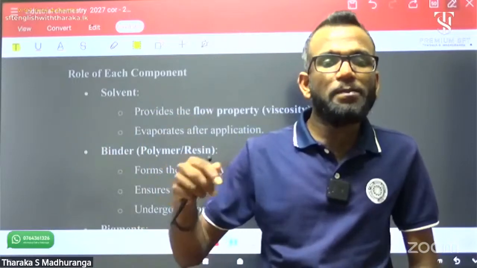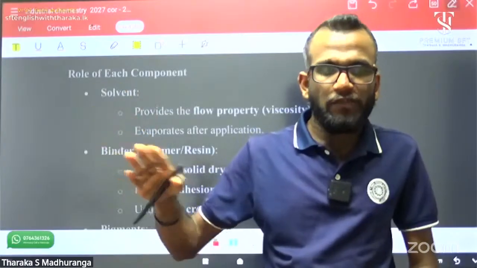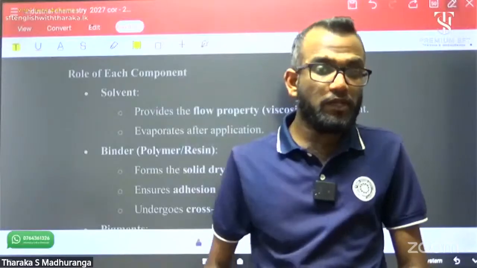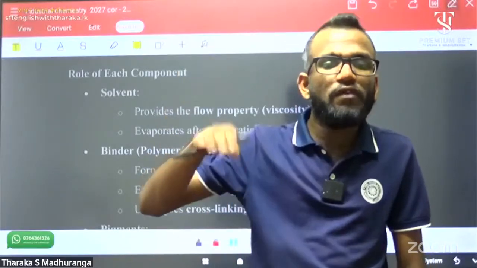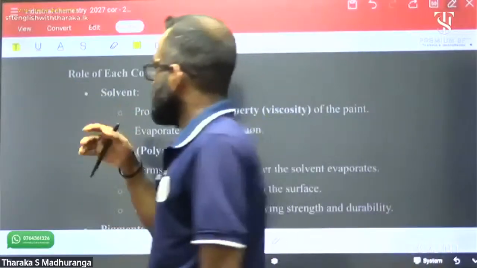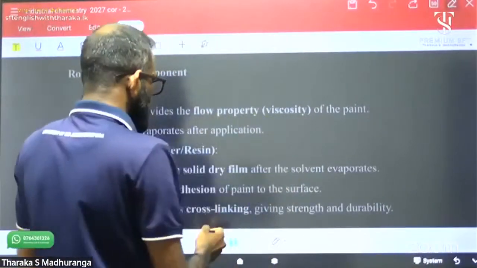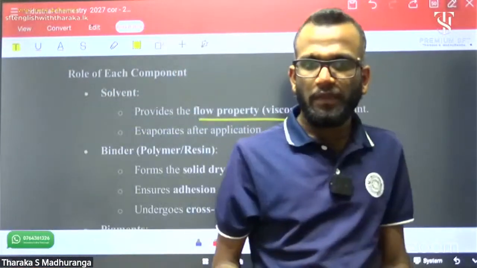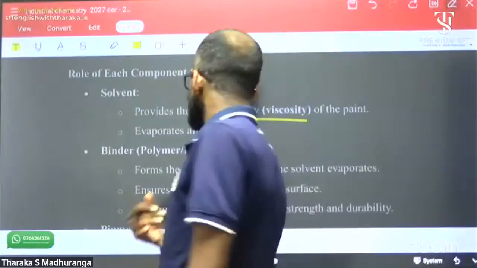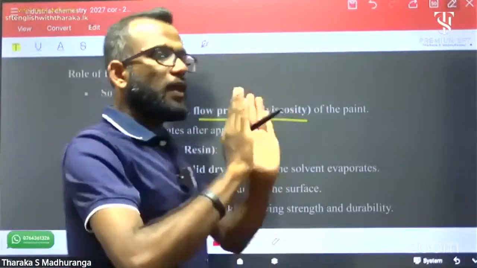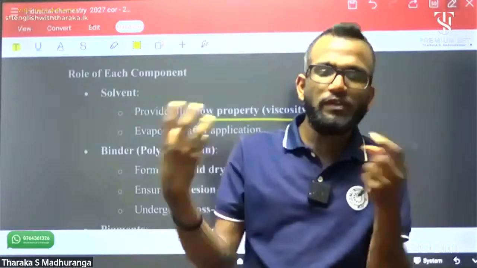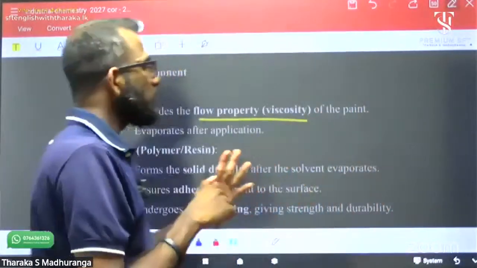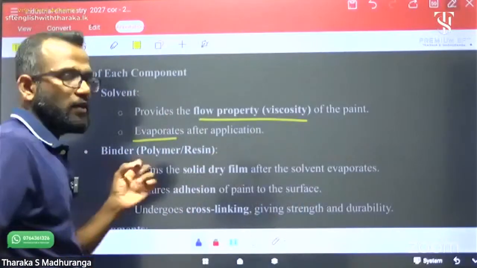The solvent gives the flowing property. Without solvent, we can't apply it. It is just a powder. The flowing property, the viscosity of the paint, is given by the solvent. When we apply this paint, in the drying process, the solvent will be evaporated. I will explain the drying process. It is evaporated.